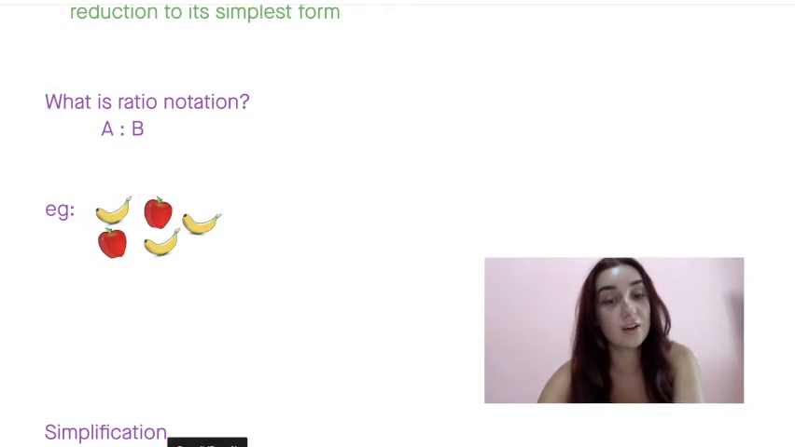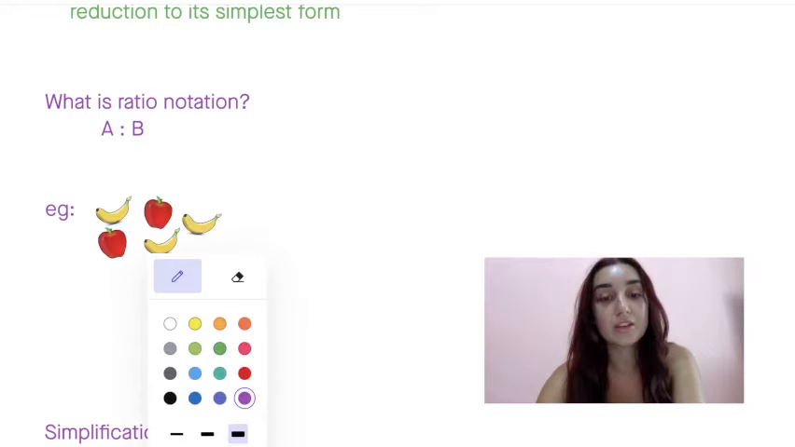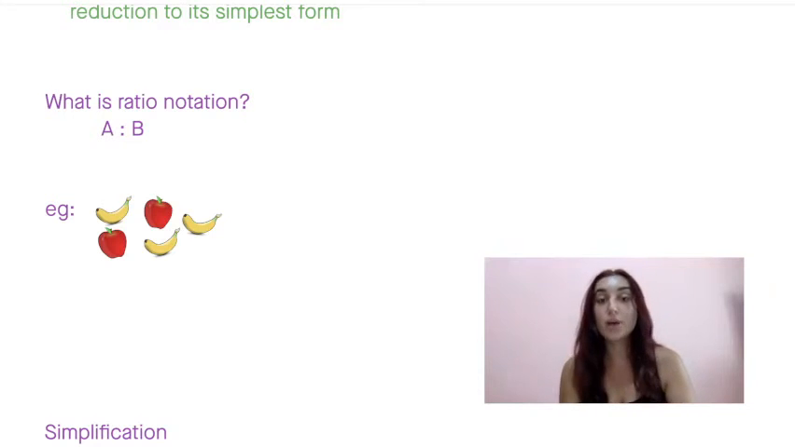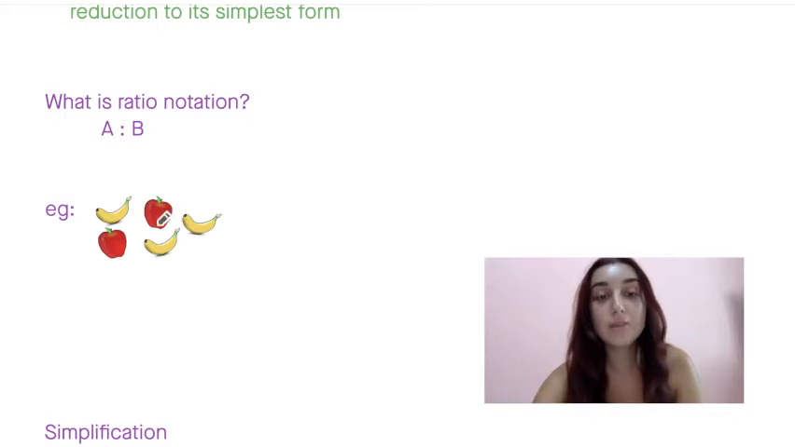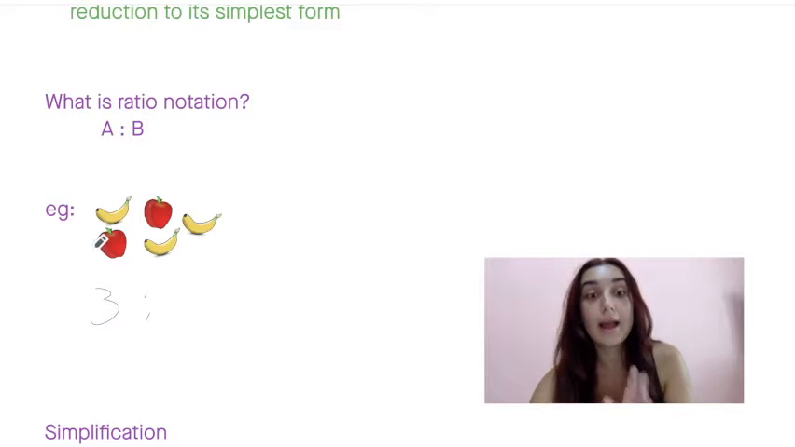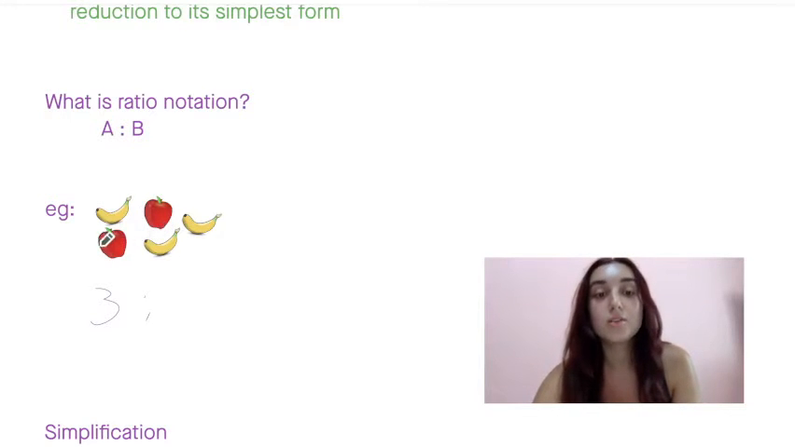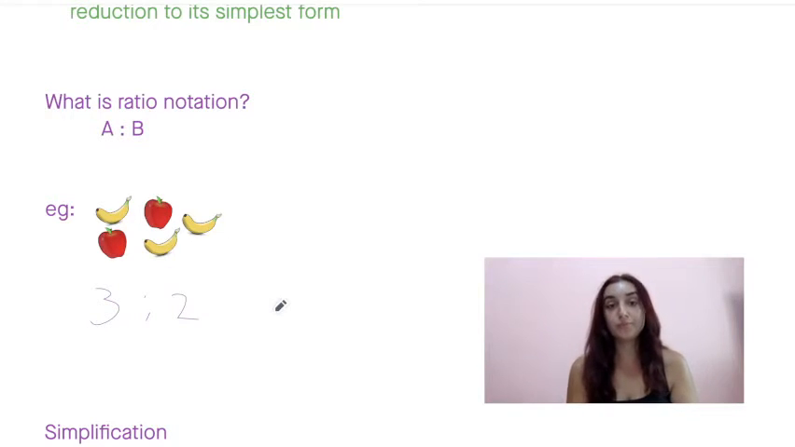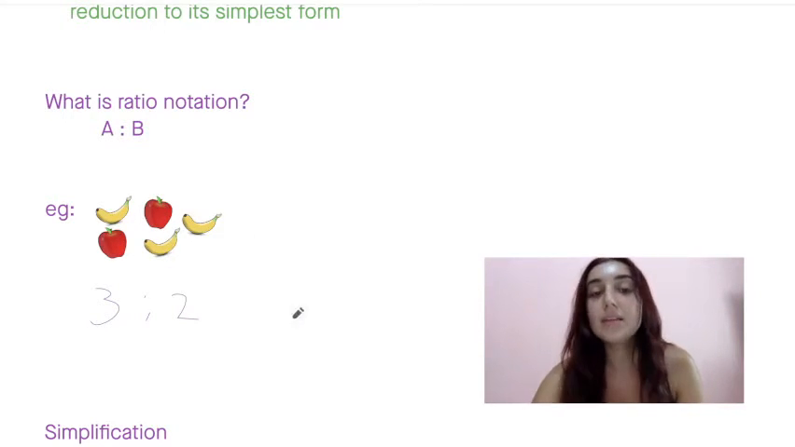Let's have a look at an example. So here in this picture, I have 3 bananas and 2 apples. If I were to write the ratio of the bananas to the apples, what I'll have to do is count how many bananas I have. So 1, 2, 3. Write my colon, and then count how many apples I have as well. So 1, 2 apples. Therefore, my ratio of my bananas to my apples is 3 to 2. Easy, right? Now let's have a look.